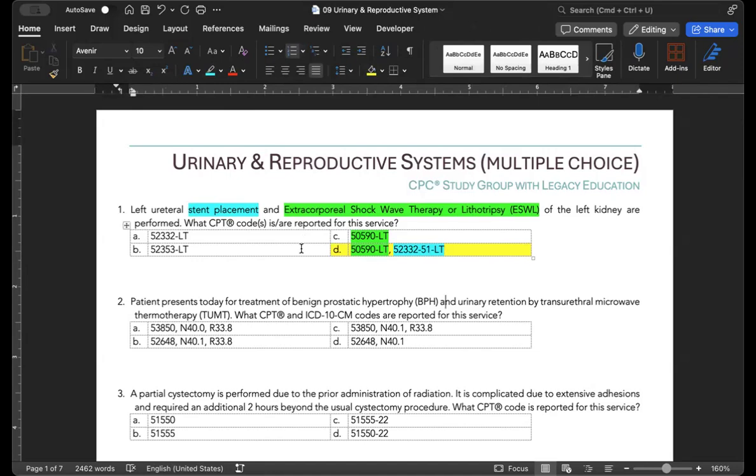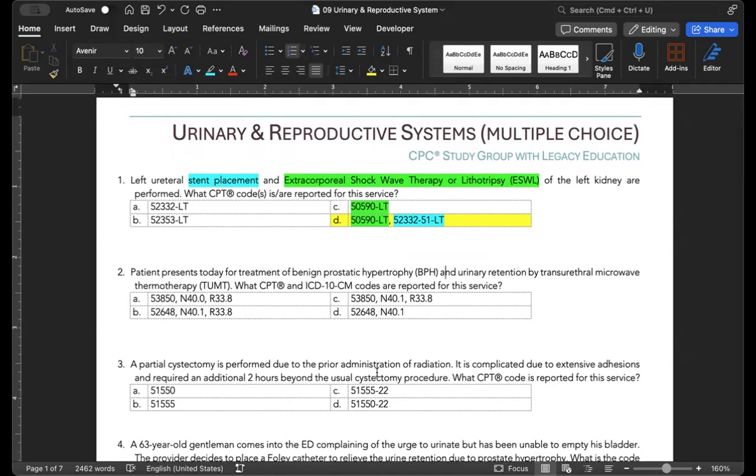Make sense? Any questions? So 52332 for the stent placement, 50590 for the ESWL. Any questions on that one? No. Okay.